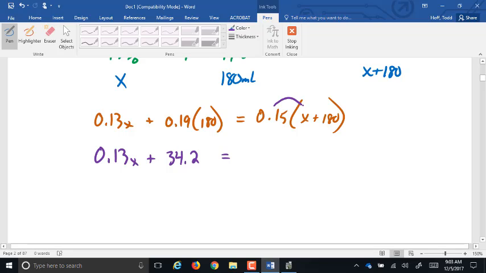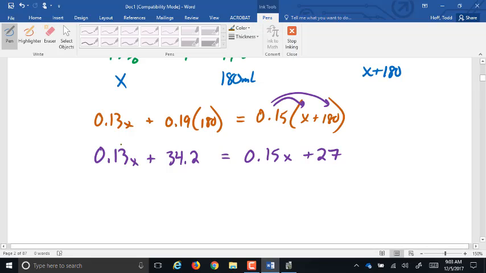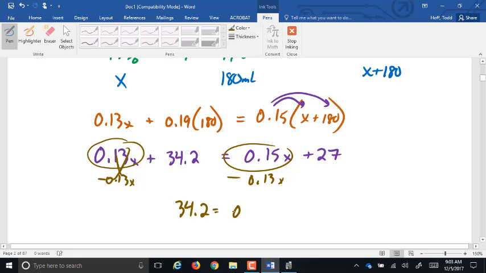Good. 0.15 times x is 0.15x. 0.15 times 180 is 27. Now we'll see that the x still appears twice, so we're going to combine those. I'm going to subtract 0.13x from both sides. So I've got 34.2 equals 0.02x plus 27.